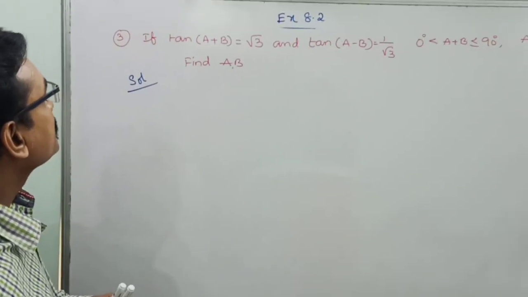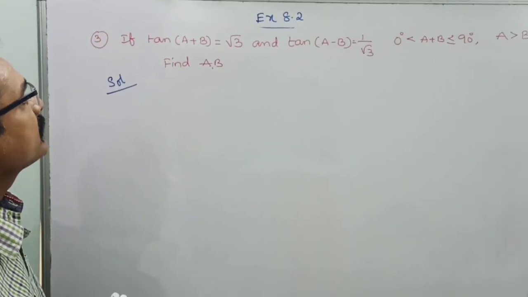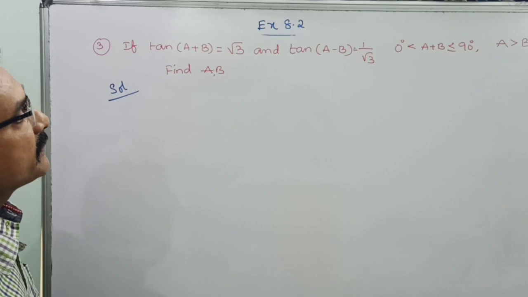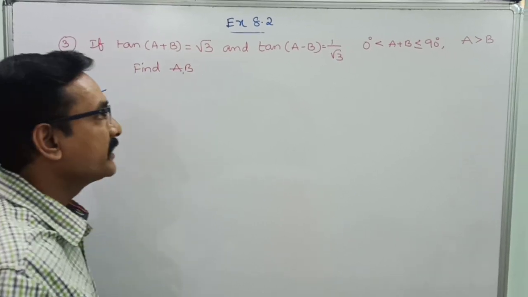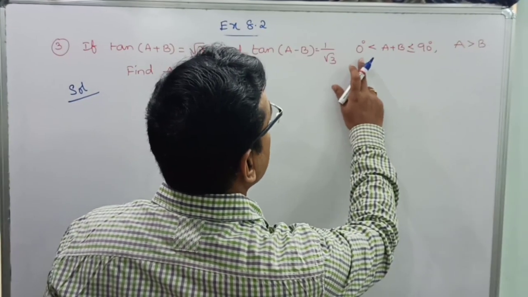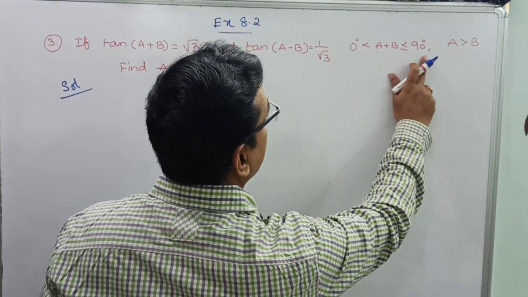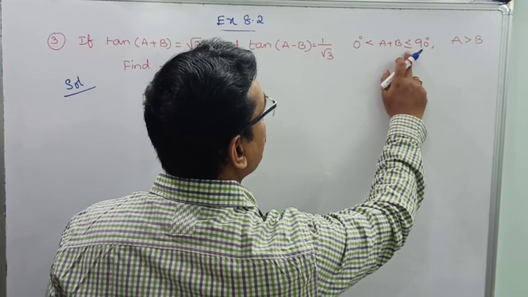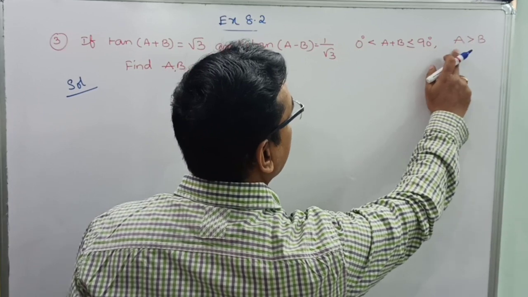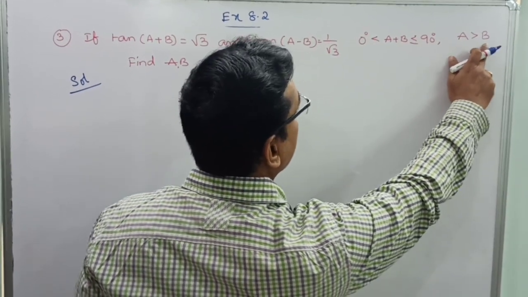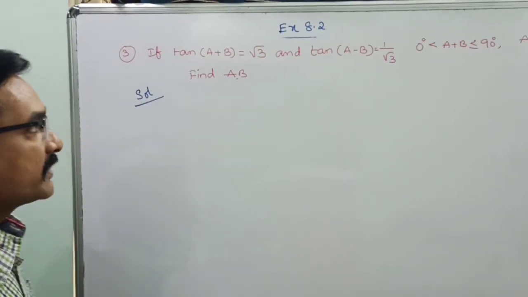Exercise 8.2 question number 3. If tan of a plus b equals to root 3 and tan of a minus b equals to 1 by root 3, they have given the condition the angles must lies between 0 degrees to 90 degrees. The sum of two angles may be equal to 90 degrees. And first angle A should be greater than angle B. This is the condition we have to get it.